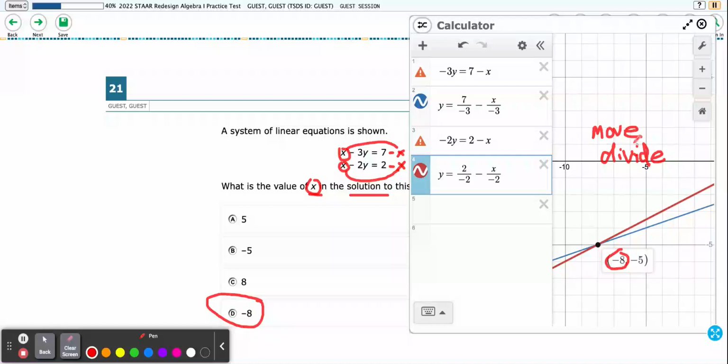And that's how you get this question right every time, using your Desmos calculator and remembering to move and divide and find the intersection. Headed for masters.